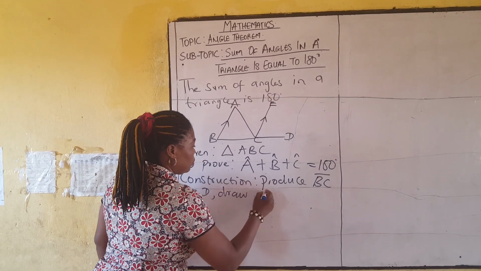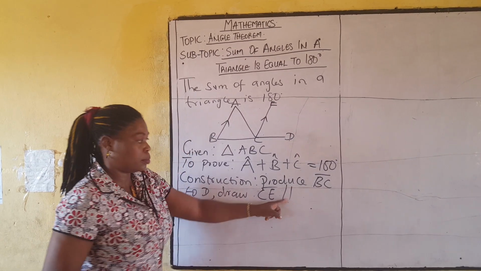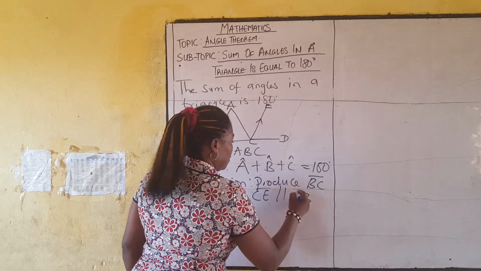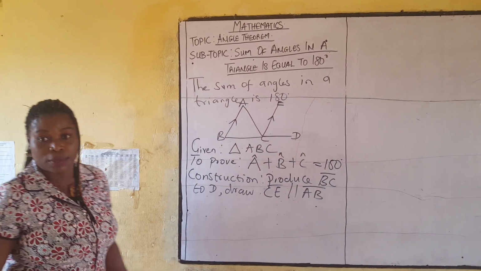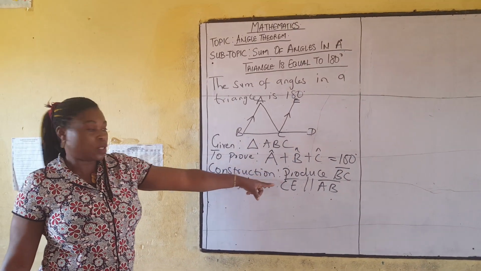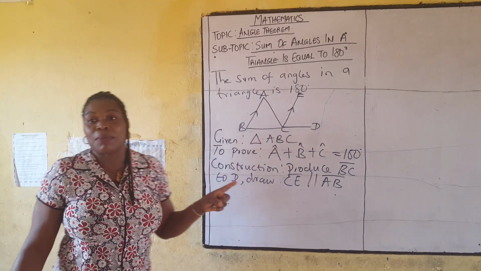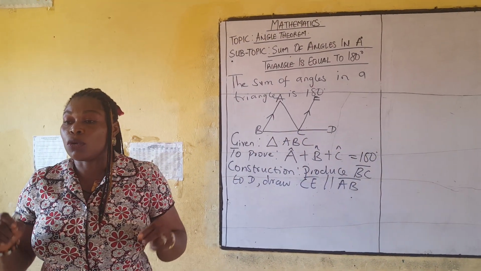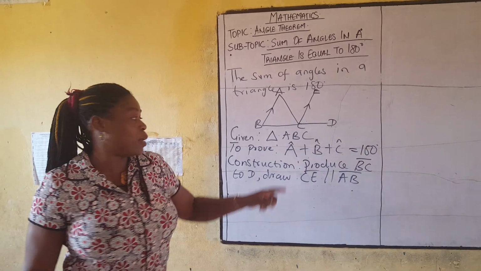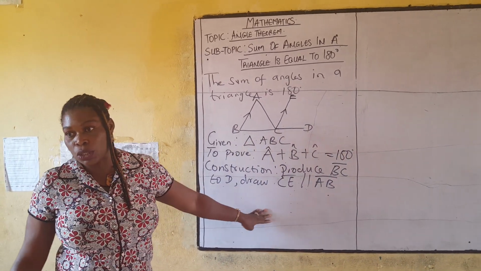And another thing, we draw line CE parallel to line AB. This stands for parallel. Okay, you can use the symbol, you can also write it in words. Okay, so that is the construction, and like I said earlier, it's not all the time you are given a proof that you have construction. So if there is no construction, when you get there you just put none, but there is here, that's why you put it up.